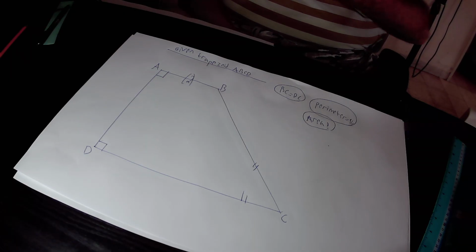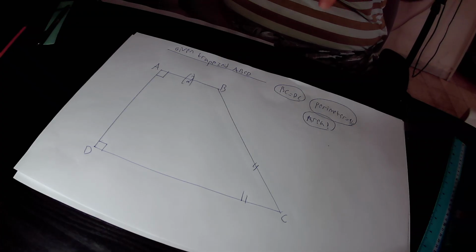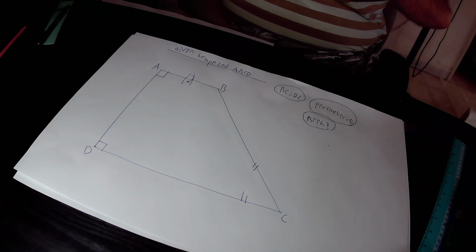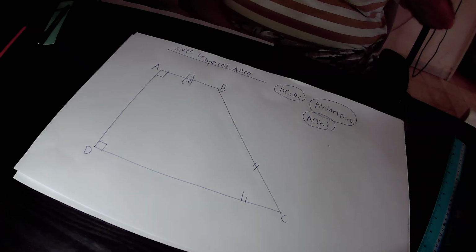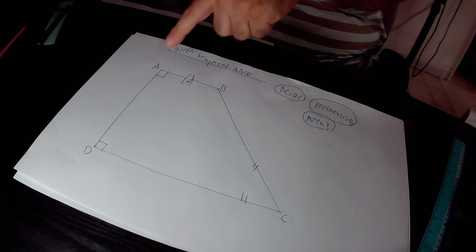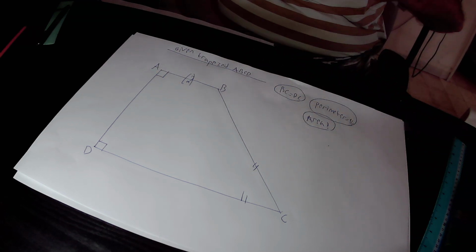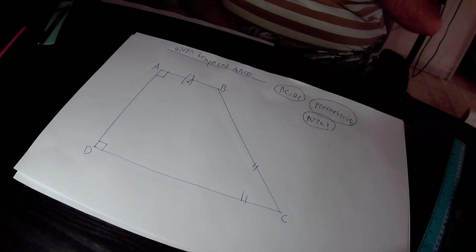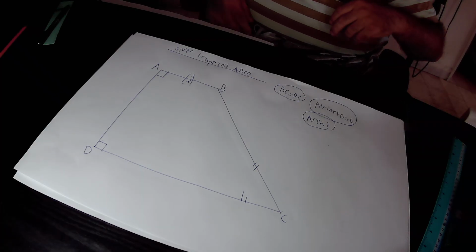So what is the perimeter of a trapezoid? The perimeter is the sum of the lengths of all the sides of this trapezoid ABCD. That is to say, the perimeter of this trapezoid ABCD is equal to AB plus AD plus DC plus CB. And you know that the perimeter is equal to 16. So I write it down.